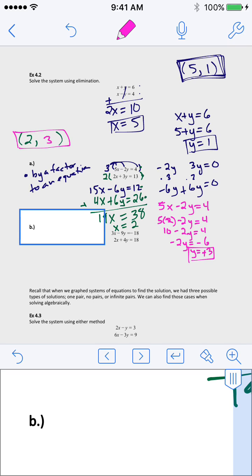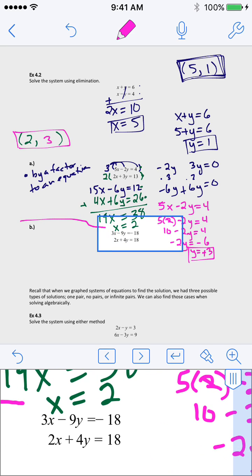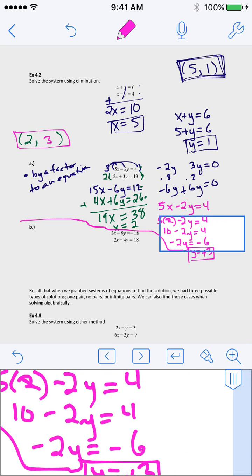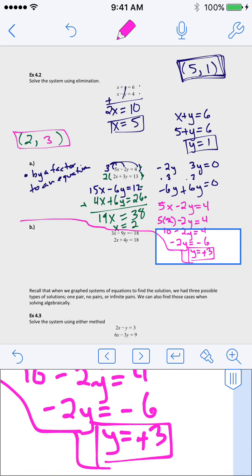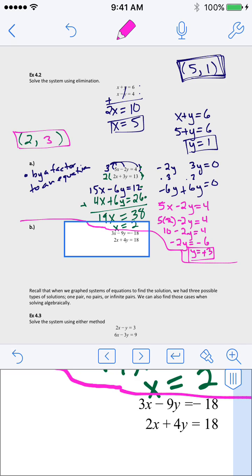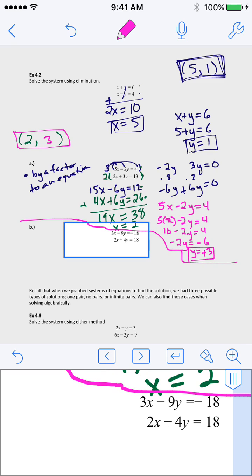Okay, so I hope you had a chance to try this out. So I've got 3x plus 9y equals negative 18, and 2x plus 4y equals positive 18. Let's work with orange. I think I'm going to eliminate x this time because they're a little smaller. I'm going to multiply this one by negative 2, and this one by positive 3. That way one of them will be negative and one of them will be positive.